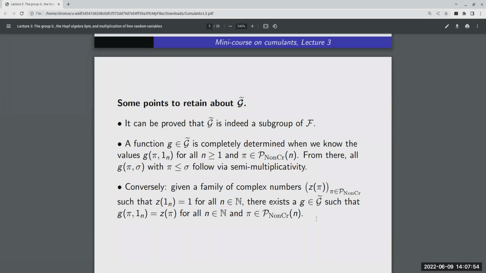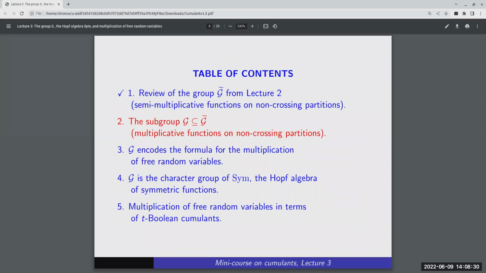Somebody gives you a family of numbers Z of pi. You can then define a semi-multiplicative function by prescribing G of pi, 1n to be those Z of pi's which are given. So you are free to choose them. The only thing you have to be careful with is that Z of 1n must be 1, because G of 1n must always be 1, by the definition of the group F. So this is G twiddle, and this is what we wanted to remember about it.